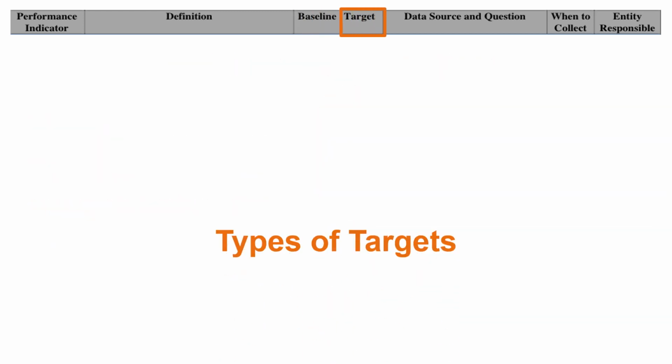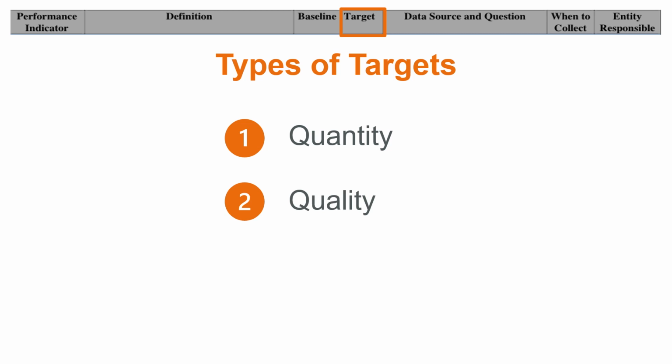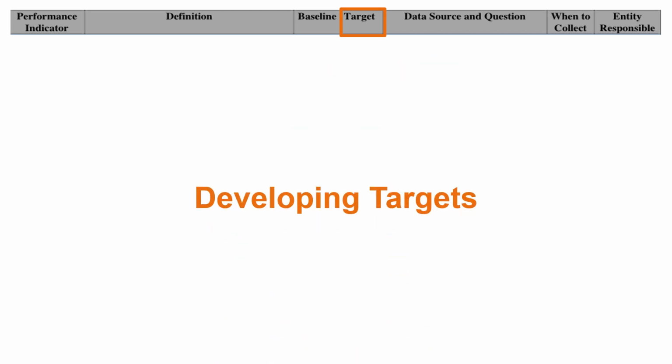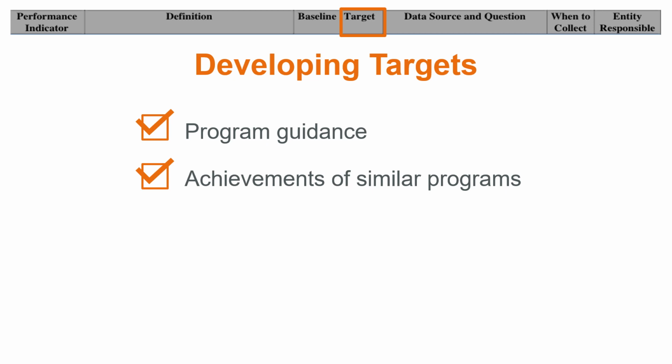Let's move on to targets, specifically types of targets. Targets may express quantity, so how much, quality, how good, or efficiency, least cost. When developing your targets, there may be guidance for targets within program documentation or from program administrators. In lieu of those, it may be useful to analyze progress of other programs or of similar past projects. Previous evaluations can also be a source of information for setting targets.